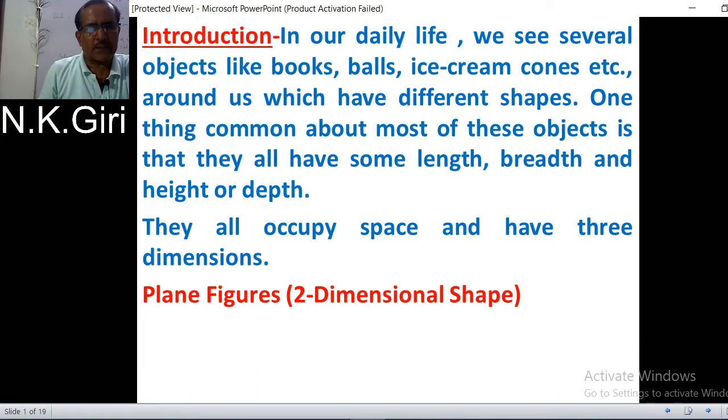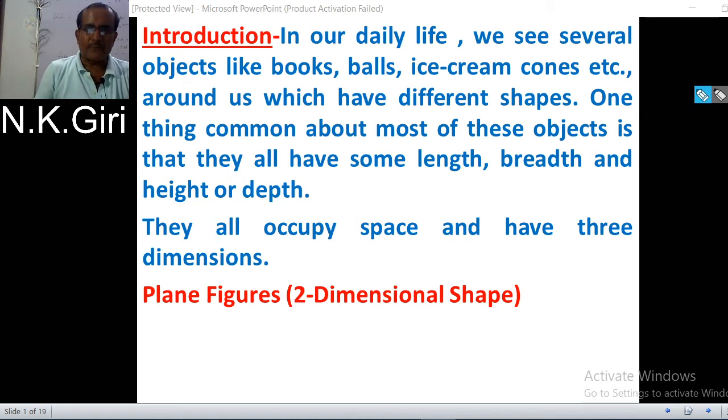डियर स्टूडेंट्स, आज हम चैप्टर 15, 7th क्लास के लिए करेंगे विजुअलाइजिंग सॉलिड शेप्स, जिसमें हम सबसे पहले इंट्रोडक्शन पर आएंगे। We will come first on the introduction of chapter number 15, that is visualizing solid shapes.